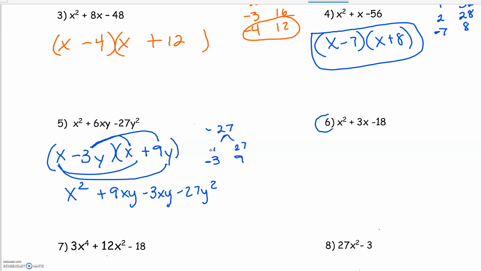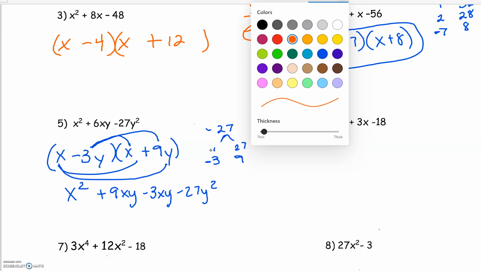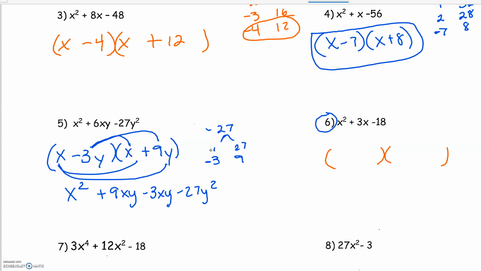All right, so go ahead and do number 6, pause, and then push play and check when you're ready. So to add up to get 3, we should use 6 and negative 3.